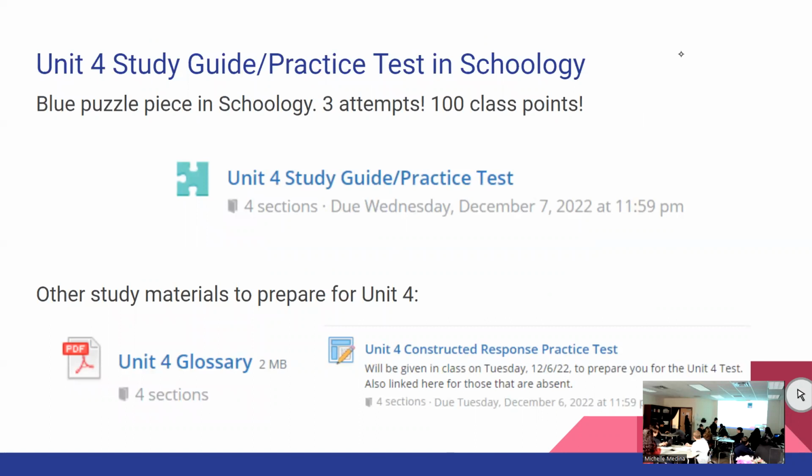So then there's other resources in Schoology. This one we're doing today, so as long as you're participating, no reason you shouldn't get that done. This one is more on your own. You'll have some time tomorrow. It is 100 classroom points, and it is modeled exactly after the 100-point portion of your test. So take it seriously, and then of course the glossary.